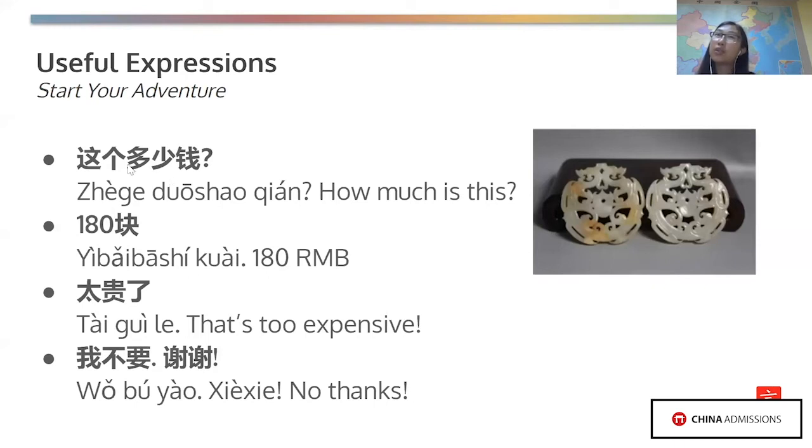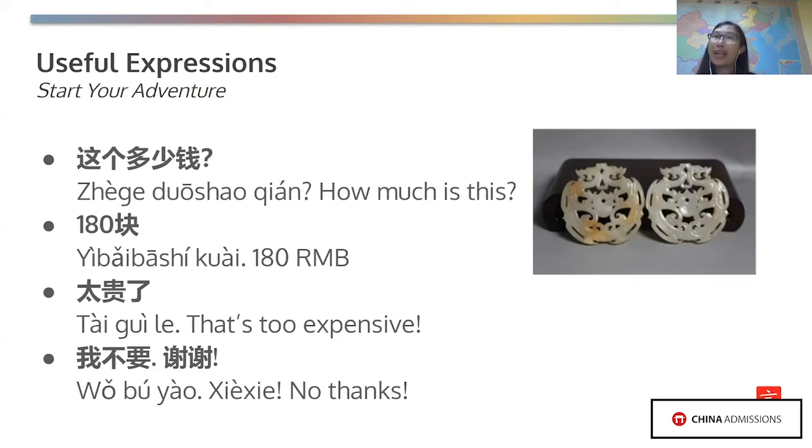But first of all, you need to know how to bargain. First, you need to ask the price. So you can say, 这个多少钱? How much is this? 多少钱 is how much? And 这个 means this. So, 这个多少钱? And then they will tell you 180 yuan. I think you guys know the numbers in Chinese, right? If you don't know this, I suggest you take a class about basic survival Chinese, basic numbers. Otherwise, it's very hard in China. Of course, you can write the numbers down, but it's better to say it out. Okay, so, 180 yuan.